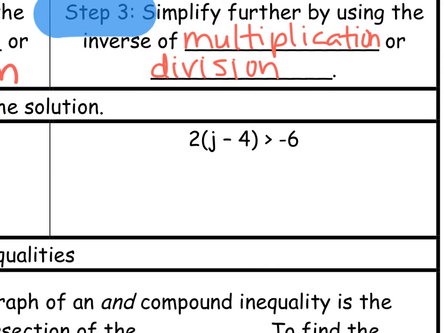Last one. We have to distribute. 2j minus 8 is greater than -6. Add 8.